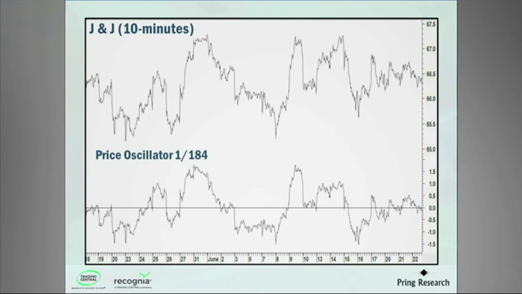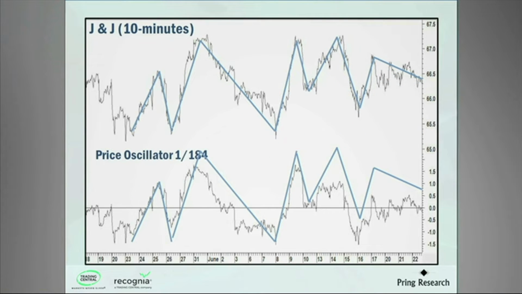Here's a 10-minute close-only chart for Johnson & Johnson with a 1 by 184 price oscillator. In other words, the closing price is divided by a 184-hour moving average. That's approximately a 5-day time span. The first thing to notice is that the oscillator pretty well follows the broad price swings. Here are the price swings, and if I drop them down on the oscillator, you can see that there's a reasonably good fit.